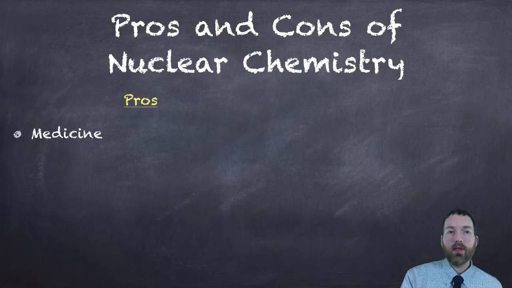And you're probably aware that you can use nuclear radiation in cancer treatment. So if you have cancer that's metastasized in the body, one of the ways that they kill the cells is by shooting radiation at it to stop them from dividing.